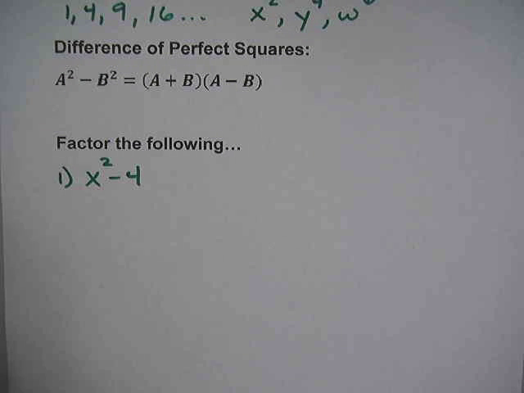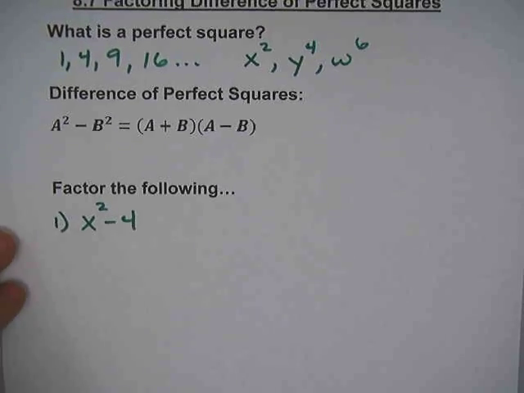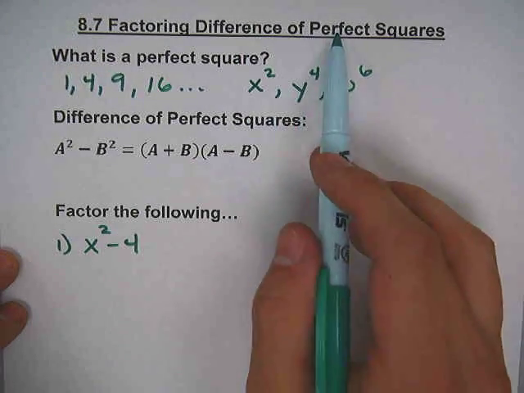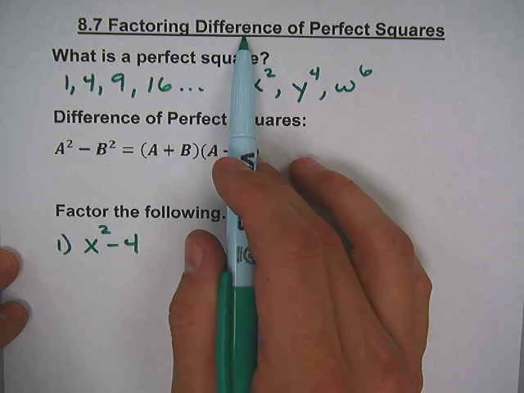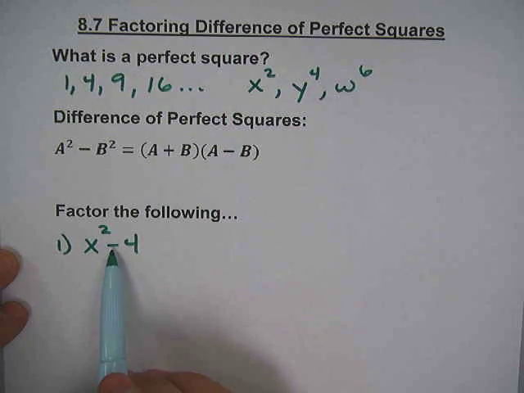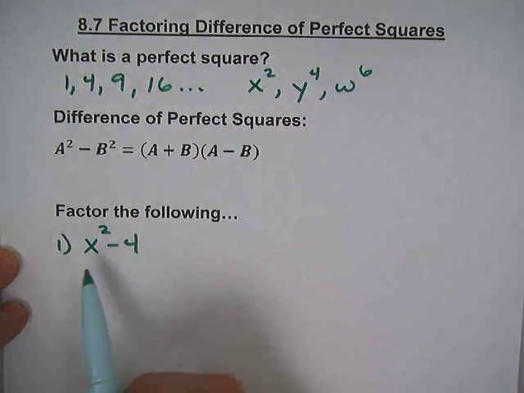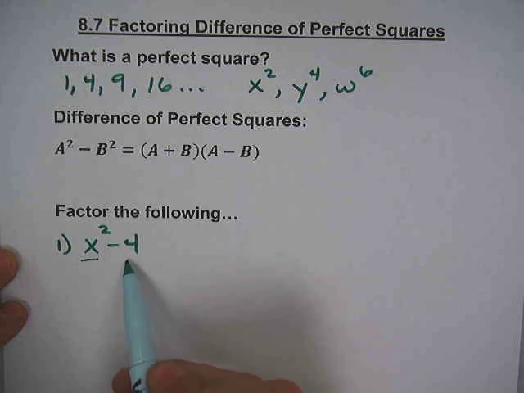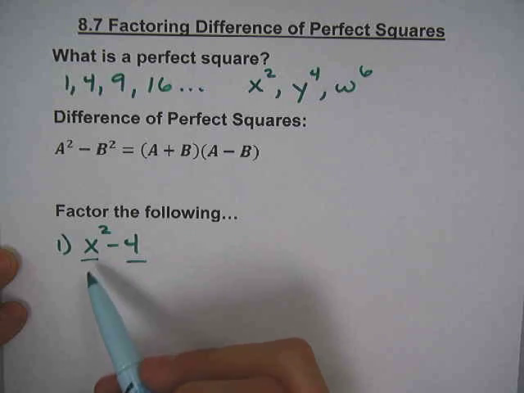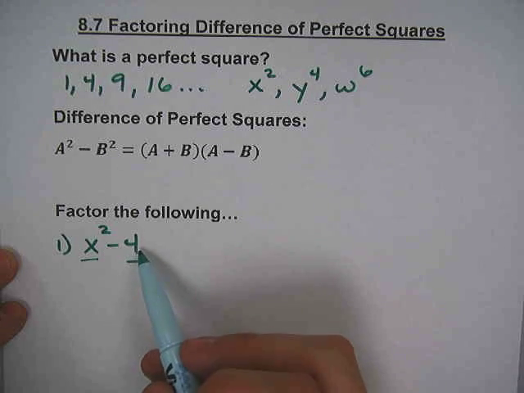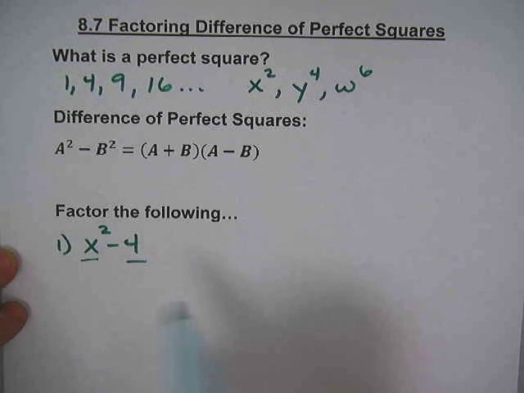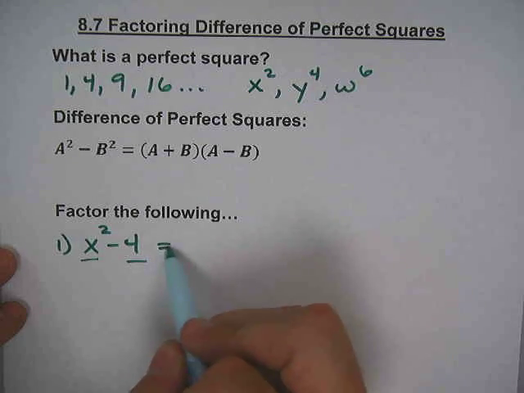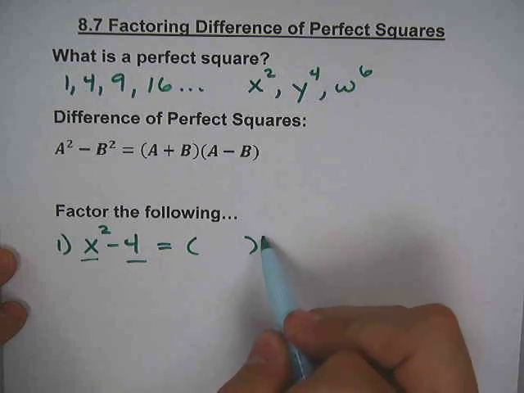Okay, we want to factor this. Now, one of the best ways to understand this pattern is to actually understand the name of it. The name is difference of perfect squares. Difference meaning minus, so that means we'll always have a minus sign here. And perfect squares meaning that this term has to be a perfect square, and so does this. So is x squared a perfect square? Yes. Is 4 a perfect square? Yes. Is this subtraction? Yes. Alright, so that means it fits the pattern.